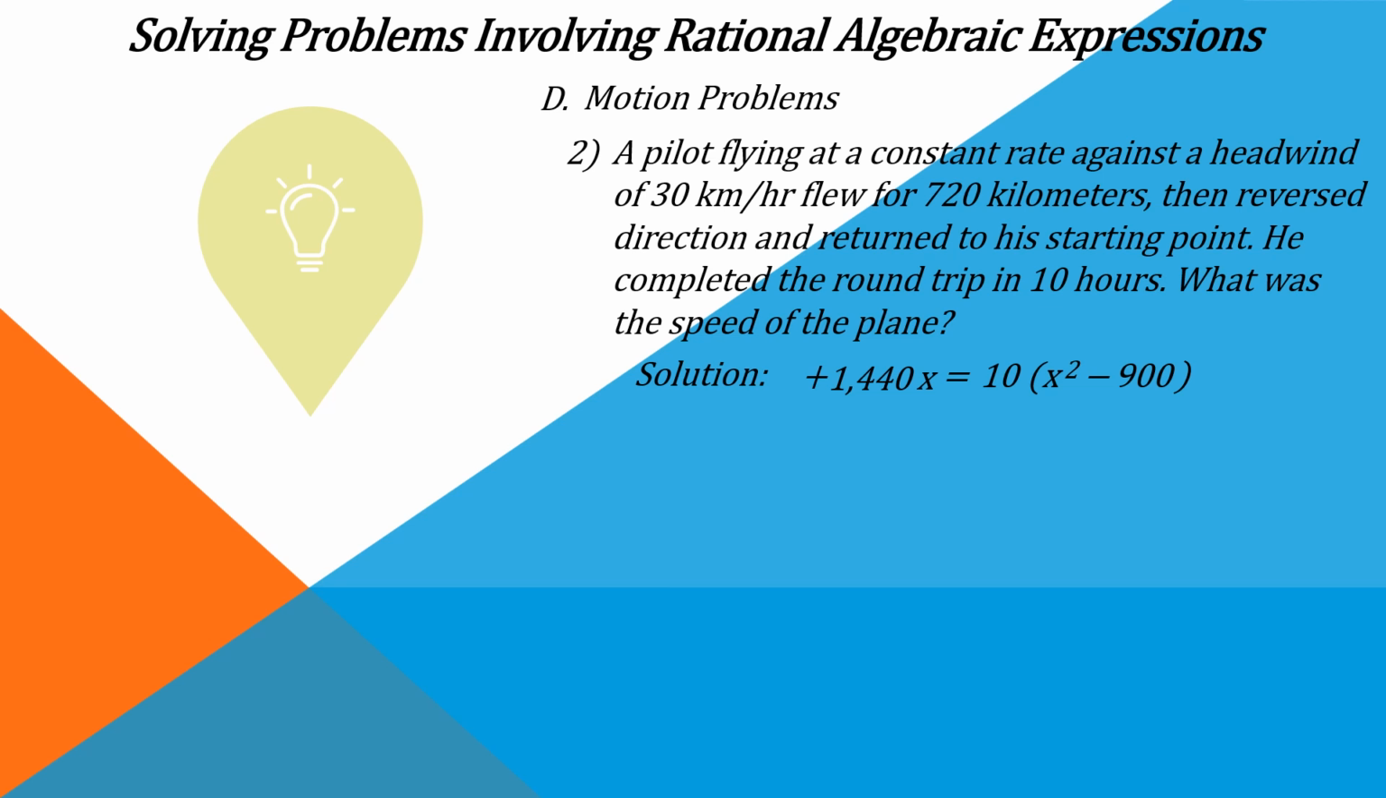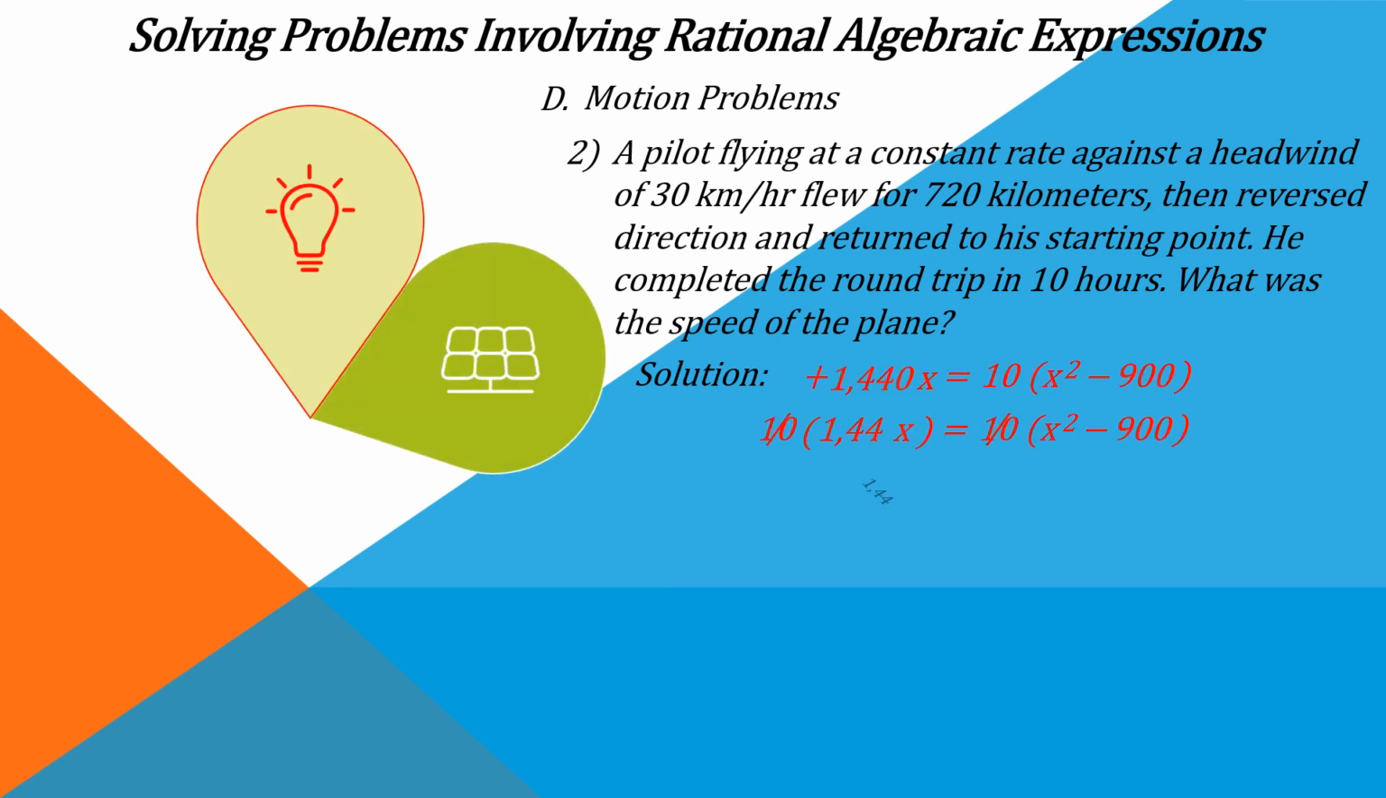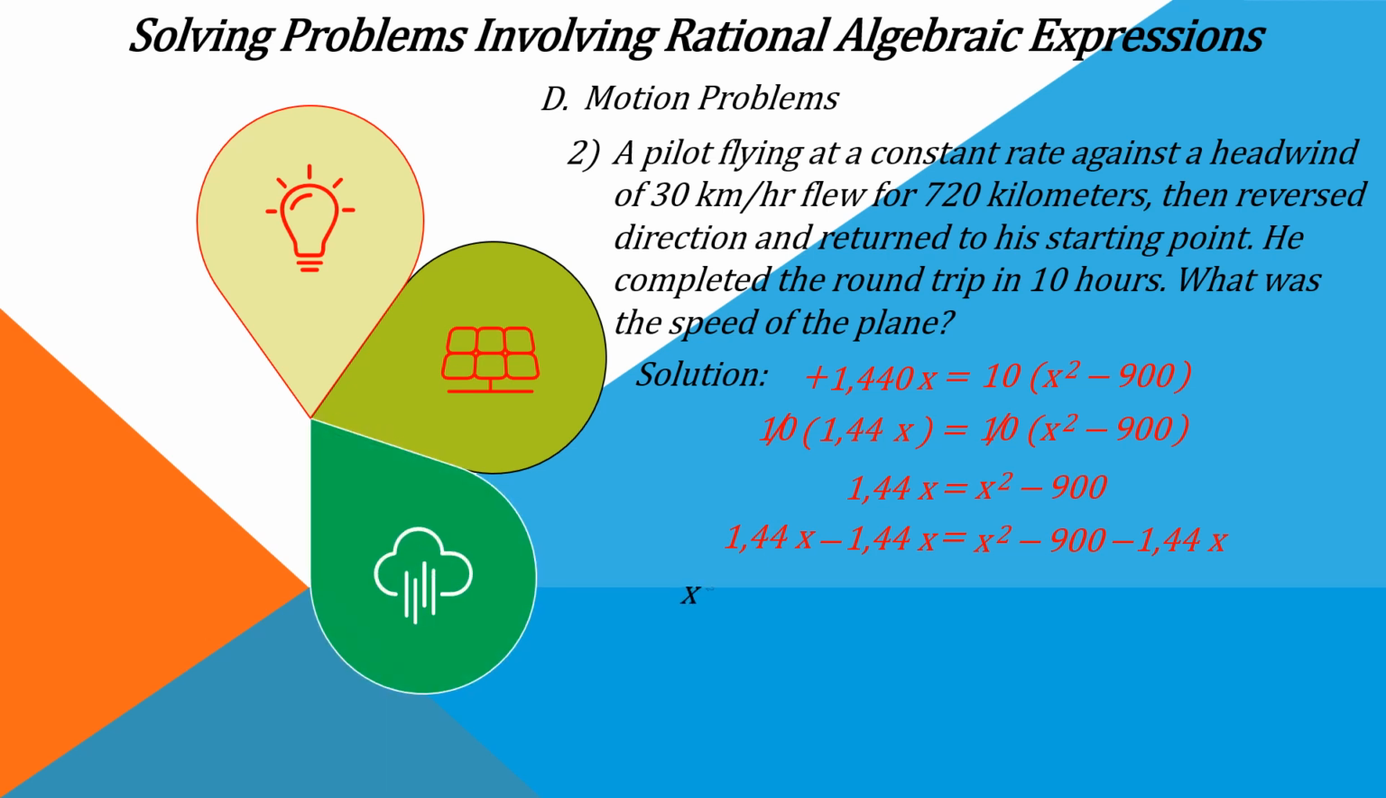Divide both sides by 10. We have 144x is equal to x squared minus 900. So simplifying the equation, 144x is equal to x squared minus 900. And subtracting 144x from both sides, we have 0 is equal to x squared minus 900 minus 144x. We have x squared minus 144x minus 900 is equal to 0.